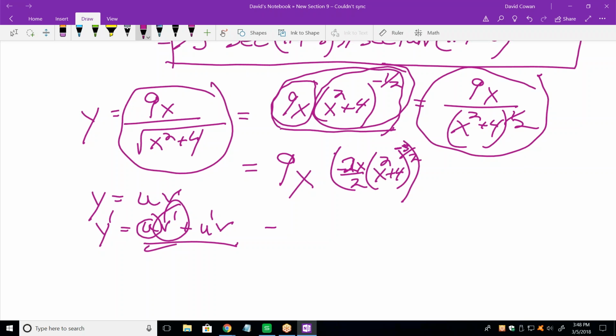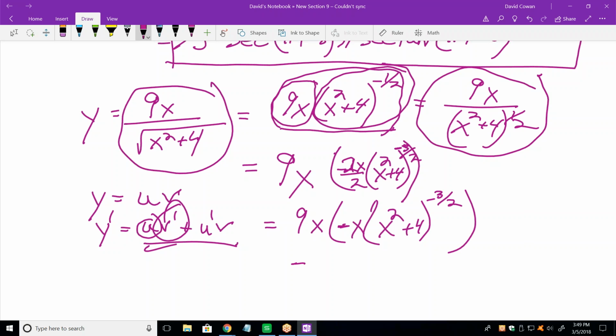Derivative of the inside. So I'm going to write that right there, because that's not affected by that exponent. Okay, so now I can simplify a little bit here. Those 2s cancel. So I've got a minus x times x squared plus 4 to the negative 3/2. And that is probably the answer. I guess I can take that x out and make it minus 9x squared, huh? I don't see why I can't do that.